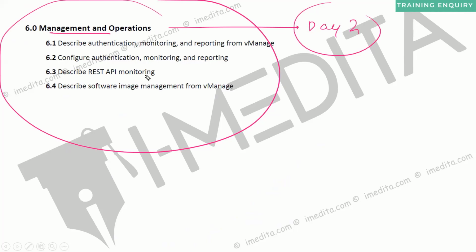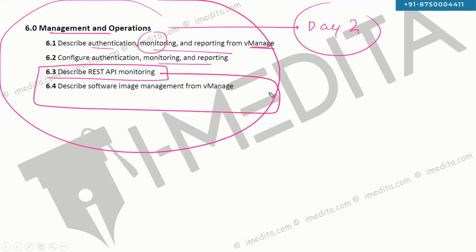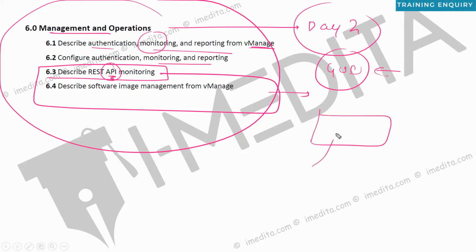Monitoring, like how we can use the vManage dashboard to monitor different things, authentication, reporting, and what this API is, and how we can use application programming interfaces to do the same things that we have done with the help of the GUI. So whatever things you have done from the GUI can also be done with the help of APIs. We will try to do some basic API calls, and we will see what things we can do from the API point of view as well.